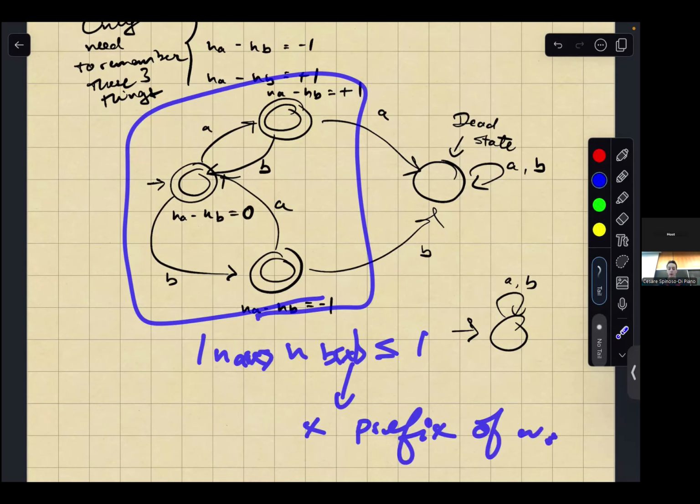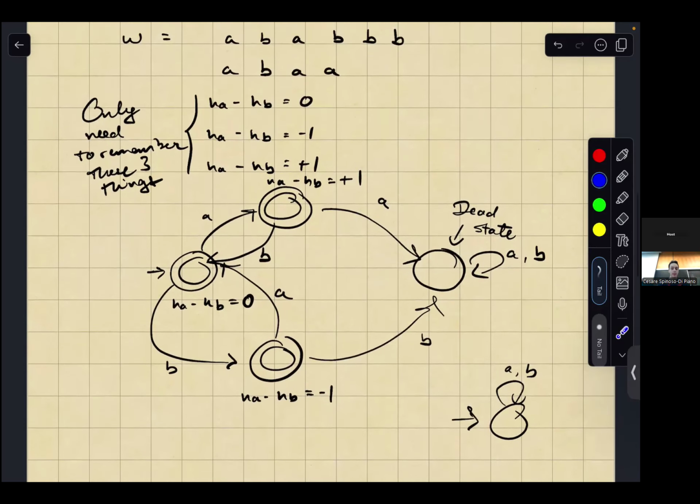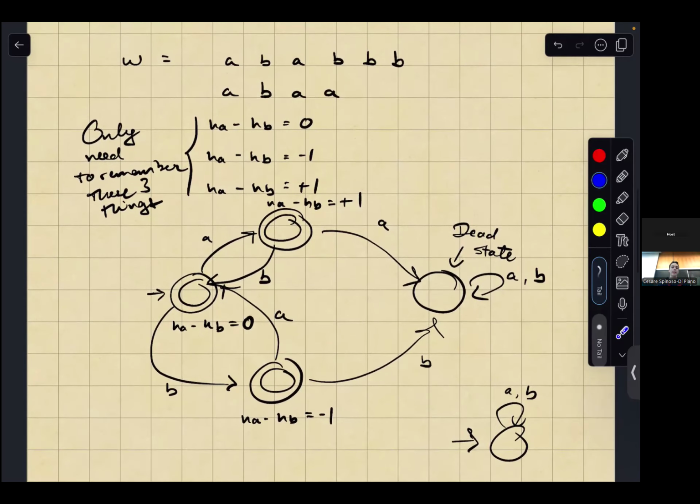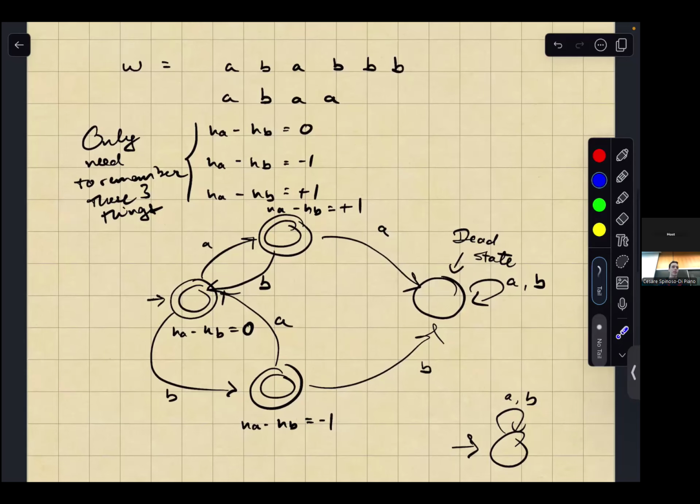Okay. And so that tells me that it was in fact regular. It seemed at first, I agree with you, that it seemed not regular because it looked like you had to remember the total number of A's and then the total number of B's. But actually, the crux is that you don't care about the total. You just care about the difference, in plus or minus one.